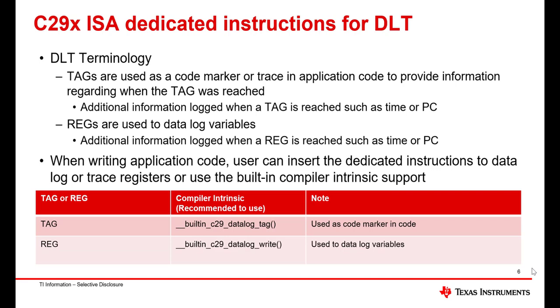The additional information that is packed with these data logs for tags and regs can be determined by the DLT configuration. The DLT configuration can either pack program counter or timestamp information along with the tags and regs being data logged. We'll talk more about what the additional information will look like when we talk about the data log structure from the DLT.